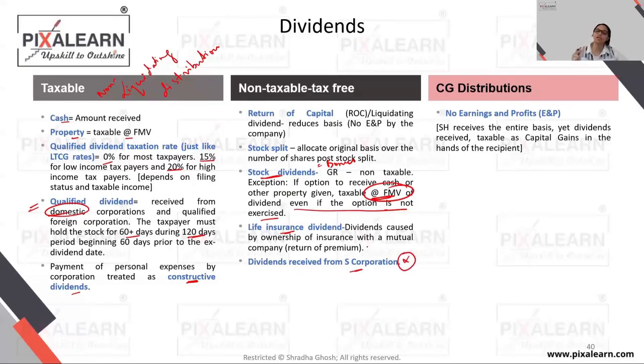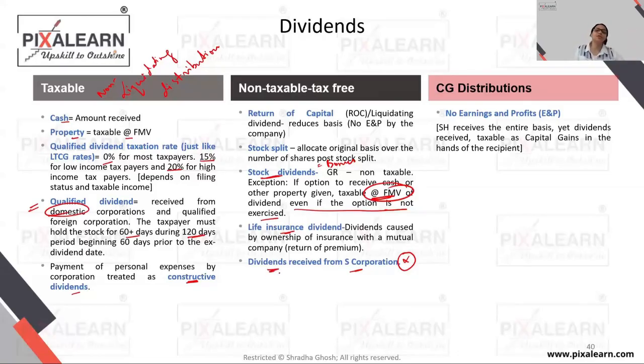Now, see, S corporation is single taxation. Okay, 5 people form an S corp, a small corp, and whenever the S corp generates money, I report that money in my books and I pay tax on that money. So when I'm earning that money, I've already paid tax. So when the money comes back to me in the form of dividend, I don't have to pay tax again because I've paid tax once when the company generated the money.